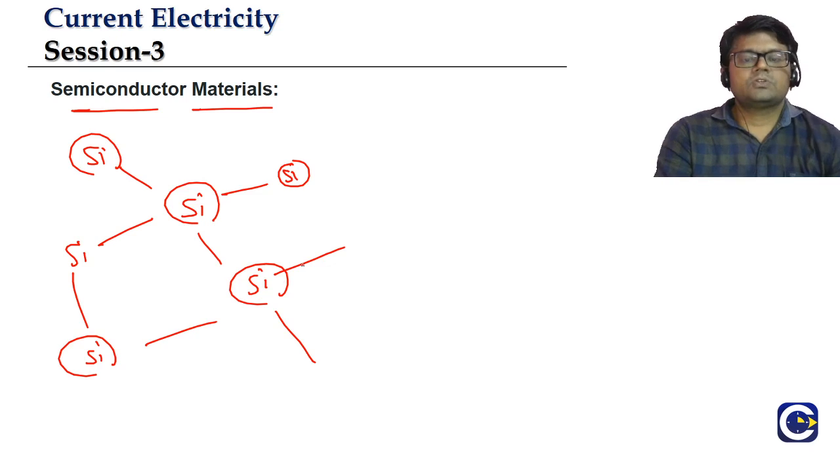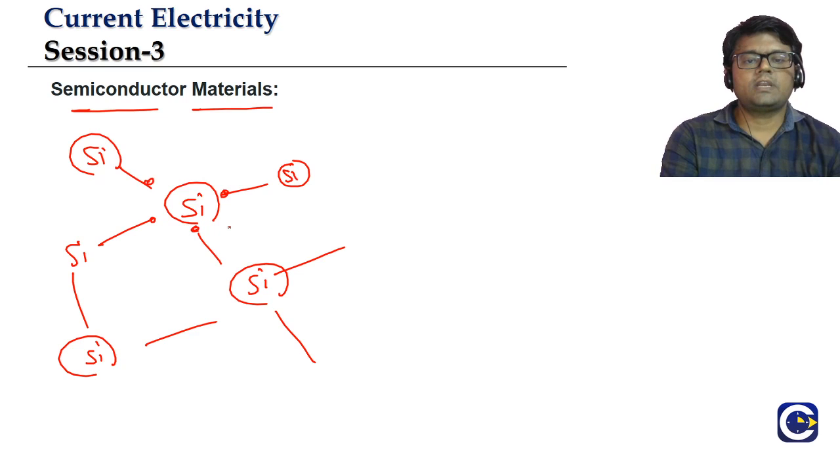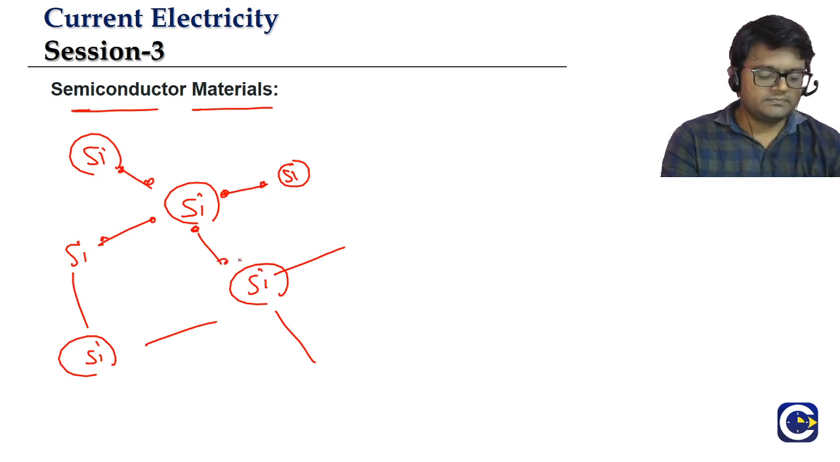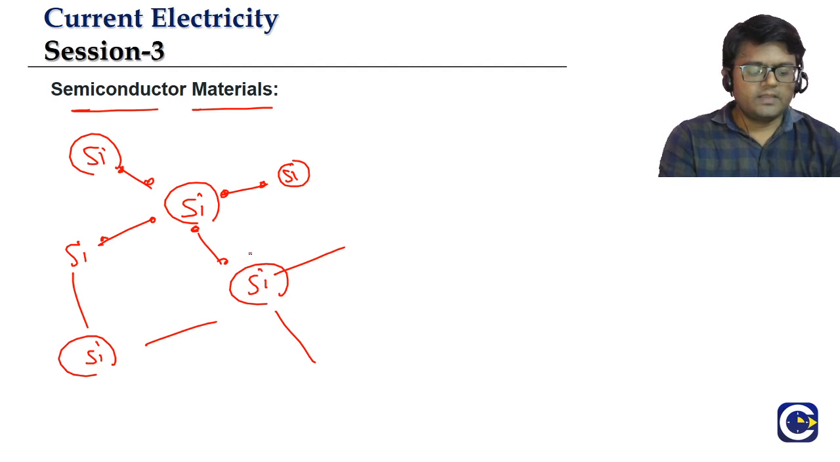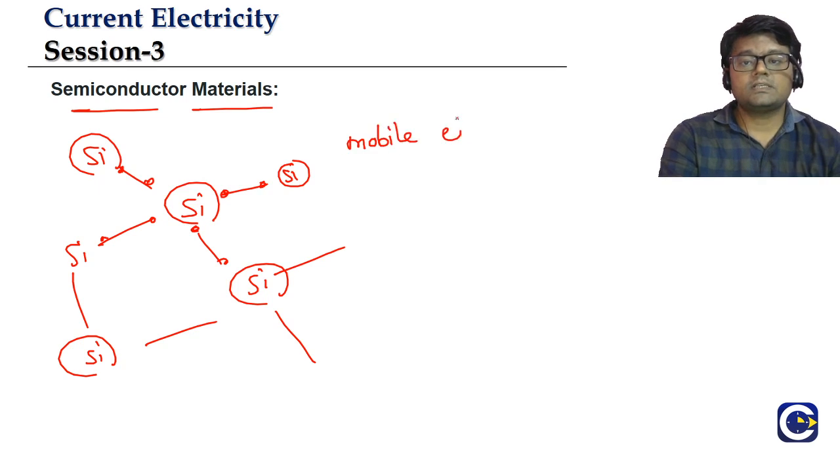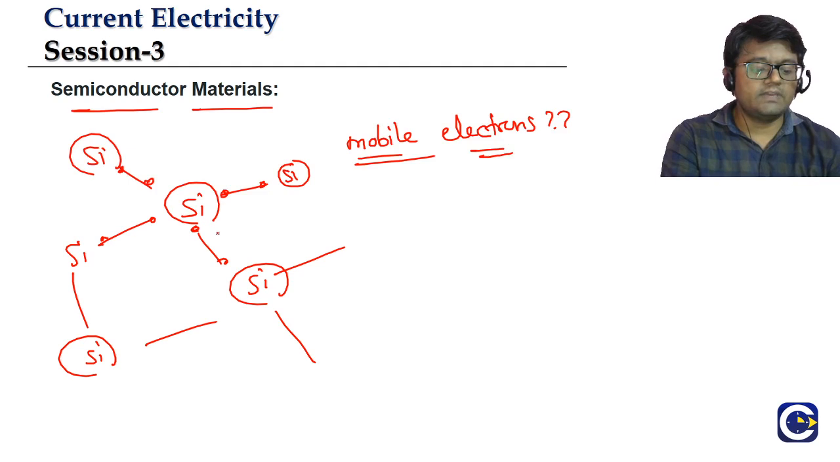Kavya, hi. So if you look at each silicon, the valency is 4. It has 4 electrons. All the electrons will be tightly bonded to the neighboring silicon atoms. That's what it is going to be. Now, where are these mobile electrons? Because what we said is that for current to happen, we must have mobile electrons. We see that each silicon has 4 valence electrons and all of them are engaged in covalent bonding. We don't see any mobile electrons for the silicon atoms.